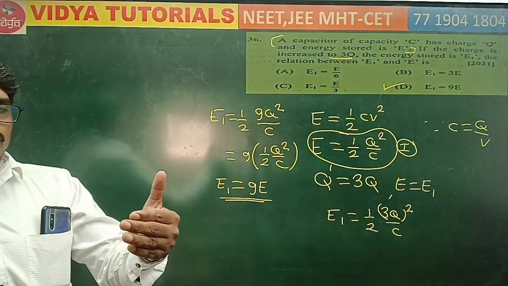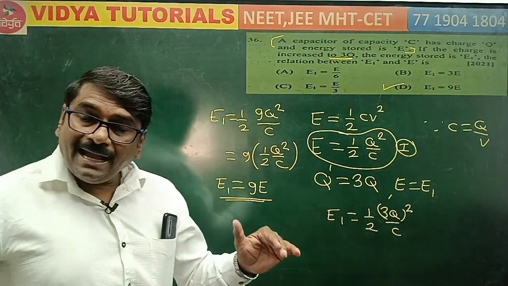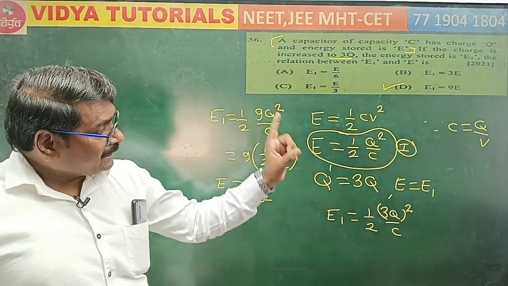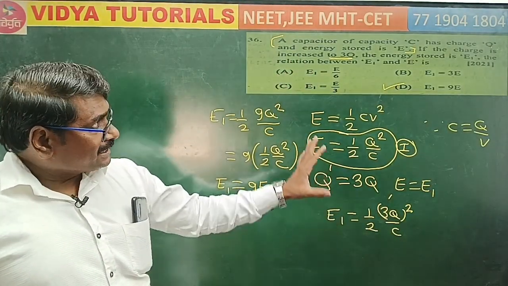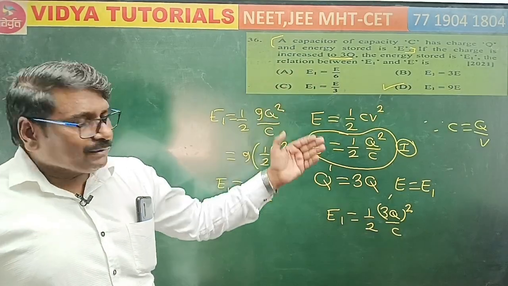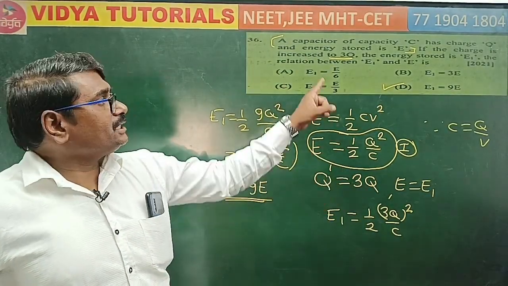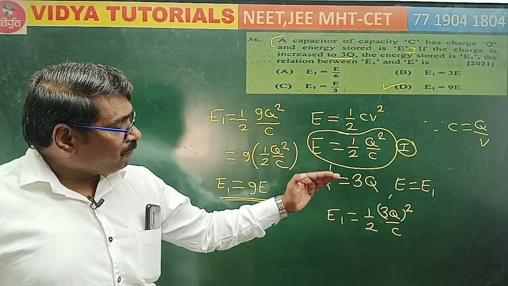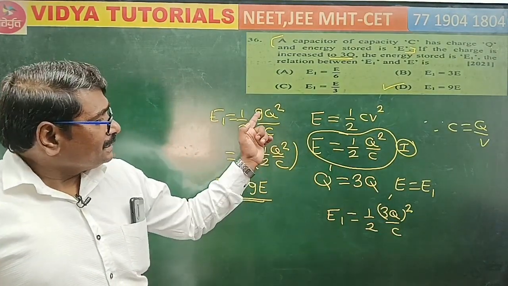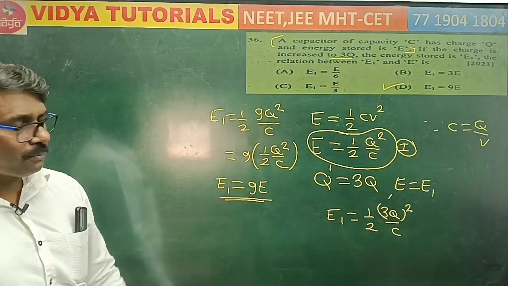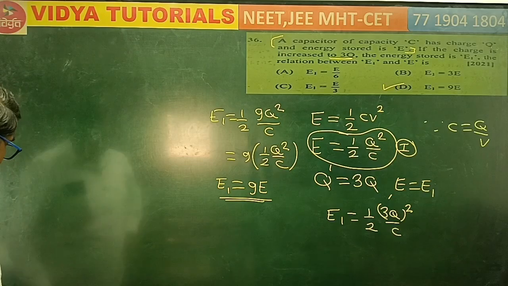Increase to, or increase by, there is some difference. Increase to means take the same value, that is thrice Q. Instead of Q, if it were increase by, then we would write Q plus thrice Q. But here it is increase to, therefore directly thrice Q. Energy is E1. Again the formula is modified this way: thrice Q bracket square, that is 9Q square. Therefore 9 times E. This is our correct answer.